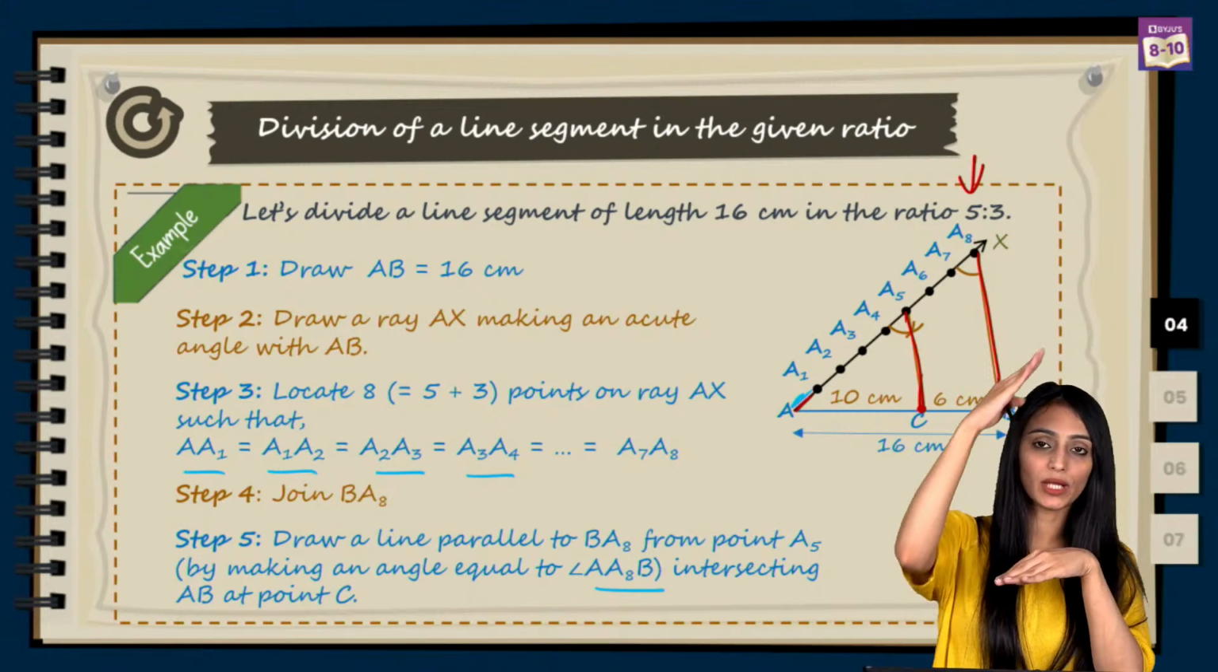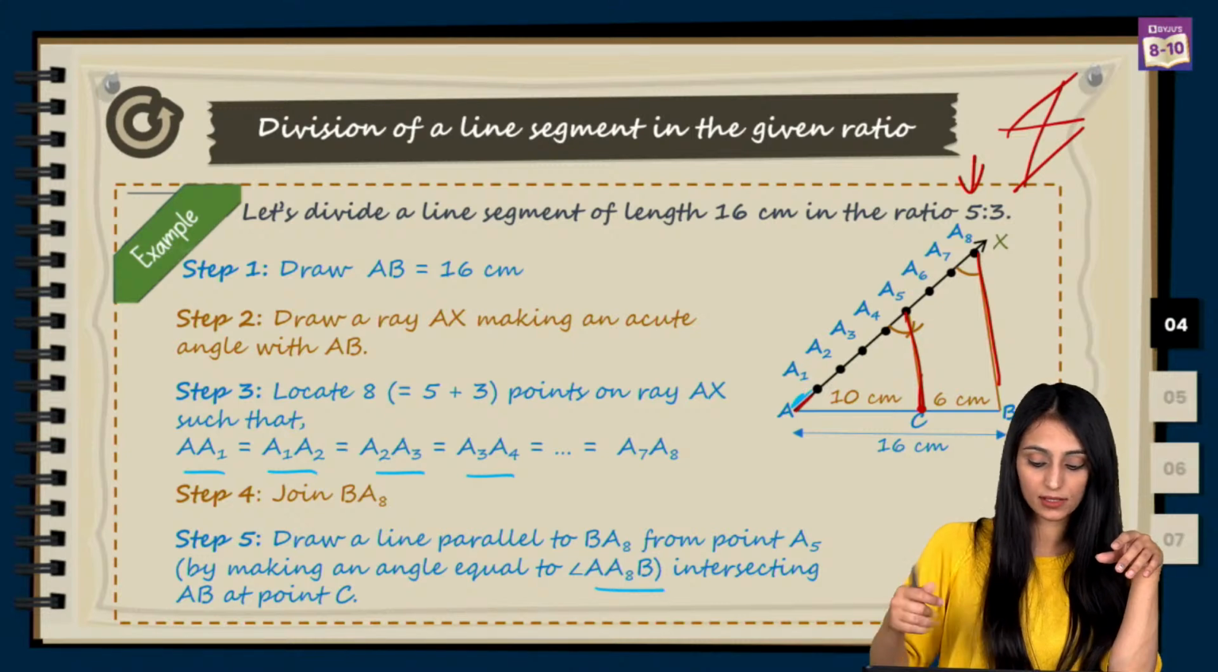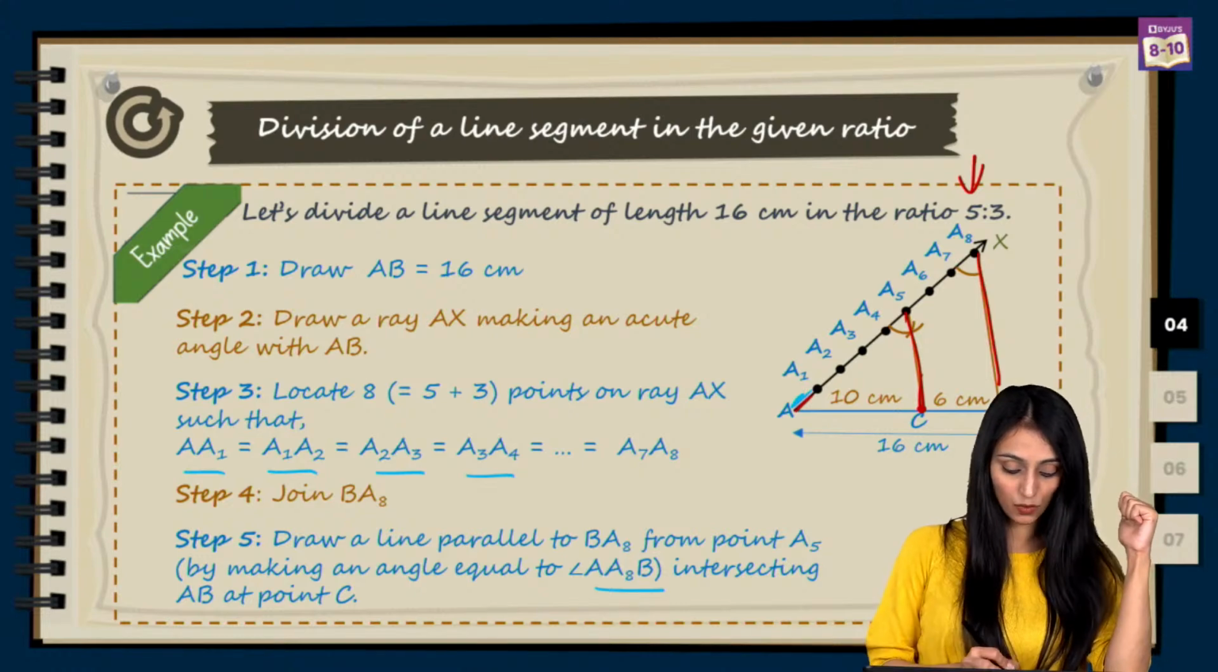In that case, we draw acute angles like this. Like this, we draw the acute angles and then we join like this. This is one way of dividing it in the ratio 5:3. Clear? Great. Let's move ahead.